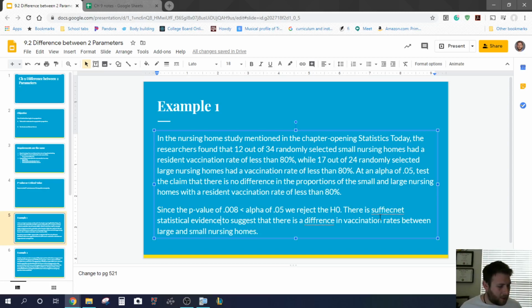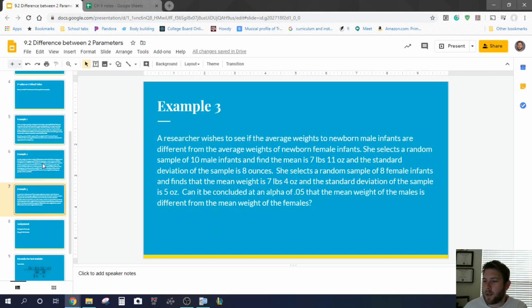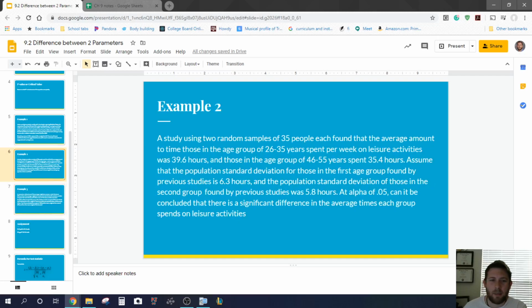Okay, check my timer. Okay, so I'm going to have to create another video for the next 2 examples because I've just simply run out of time.